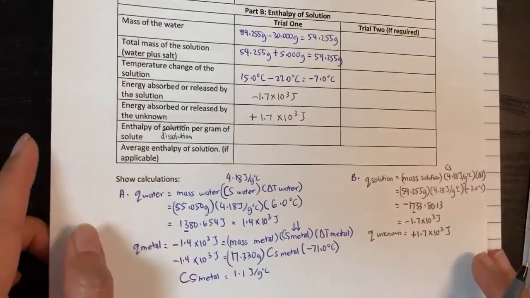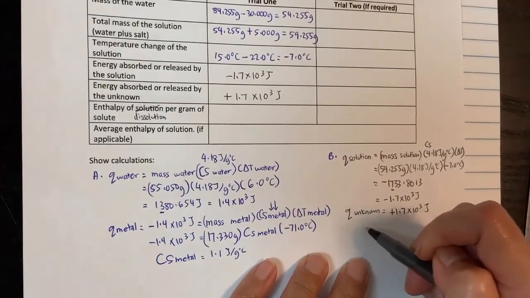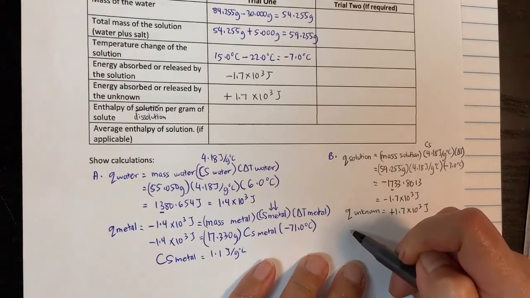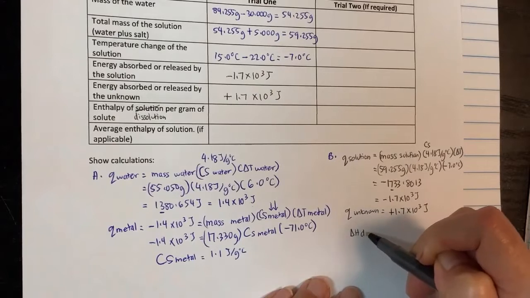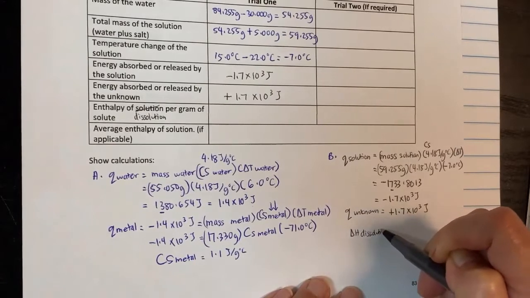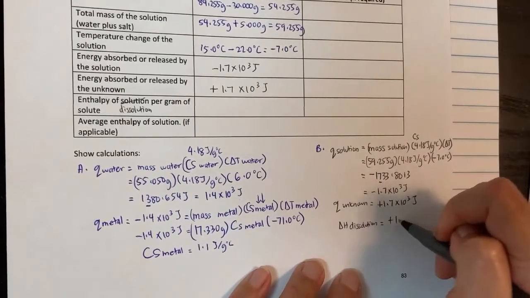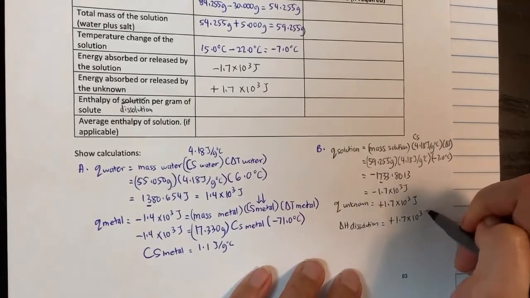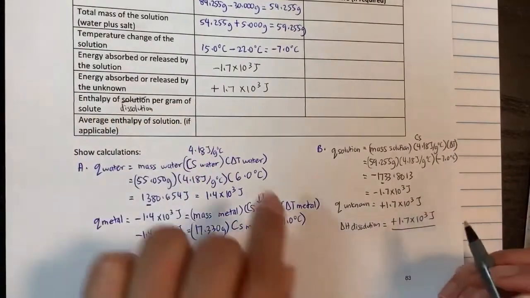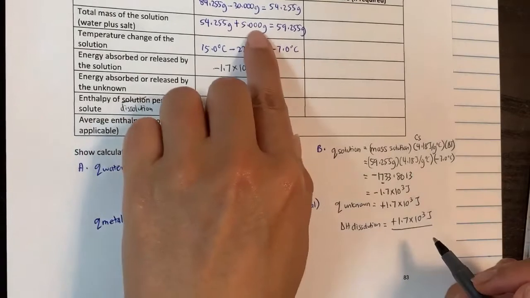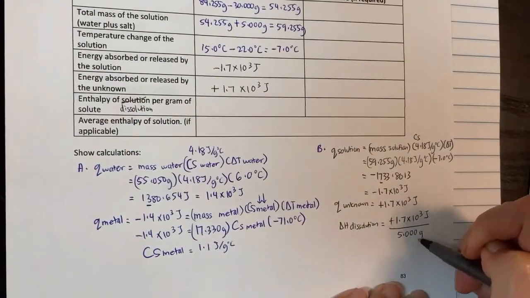Okay, the process of dissolving per gram of solute. So you take the Q of your unknown, so enthalpy of solution is positive 1.7 times 10 to the power 3 joules divided by, it says per grams of solute. And how many grams of solute did we use? We actually used 5 grams. So 5.000 grams right here.